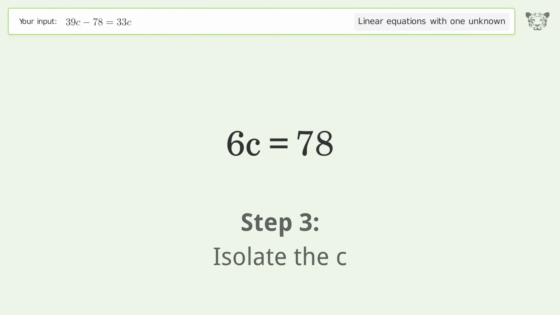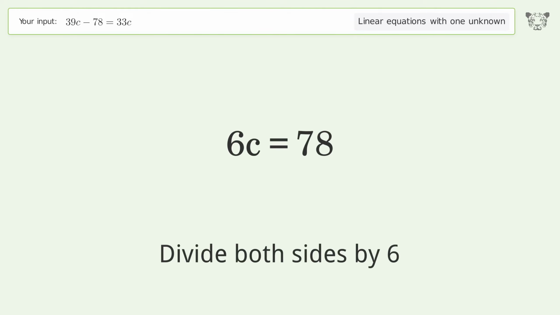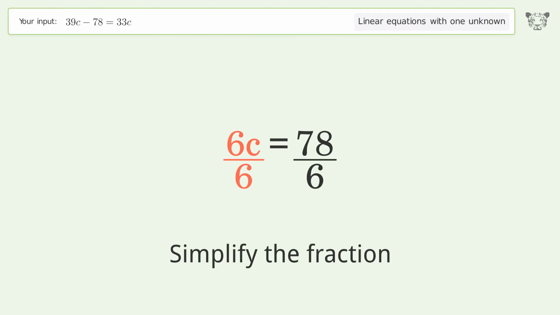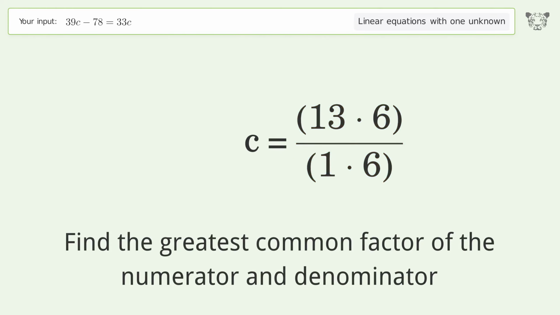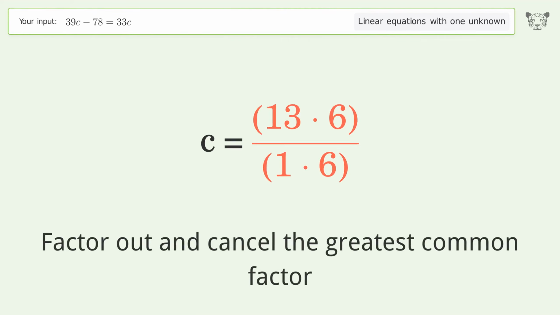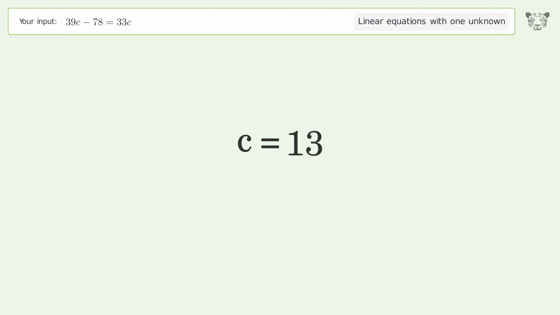Isolate the c. Divide both sides by 6. Simplify the fraction. Find the greatest common factor of the numerator and denominator. Factor out and cancel the greatest common factor. And so the final result is c equals 13.